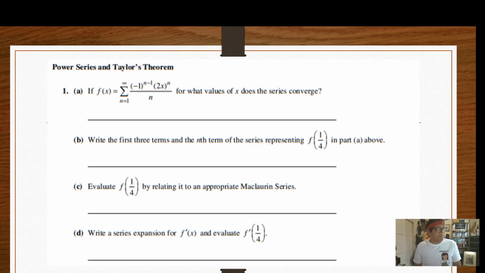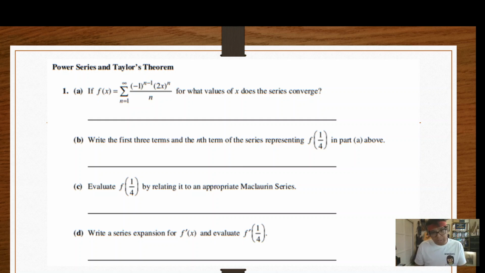We've got if f of x is equal to the summation of, well, you can definitely read that yourself, I think. For what values does this series converge? It's pretty straightforward. Quick strategy: see if that's a geometric series first. If it's not a geometric series, then go ahead and use the ratio test. If it is a geometric series, then the ratio needs to be less than 1.